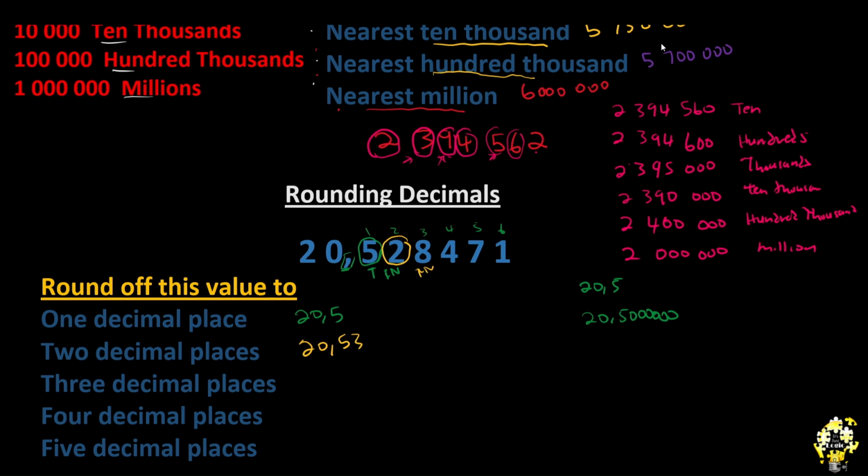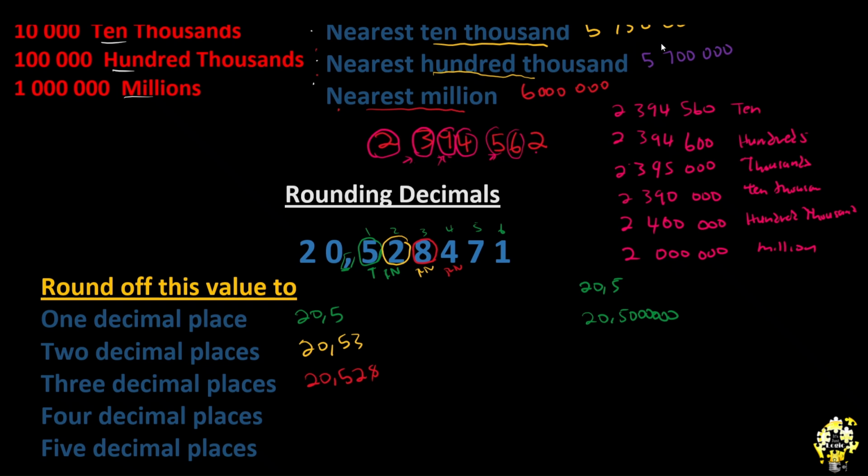Now, again, we continue. Let's use a red. So, again, 3 decimal places. Who is the target? The one that sits on the 3rd decimal place. Who is the right neighbor? This is the right neighbor. What does it say? Round down. Keep it the same. So it's going to be 20.528. It stayed the same.